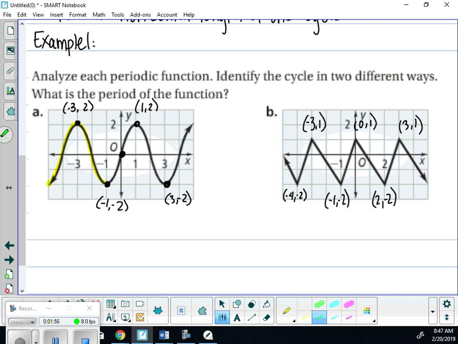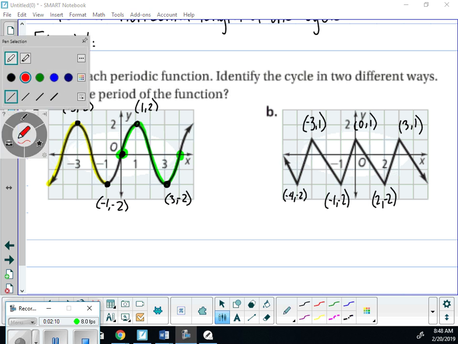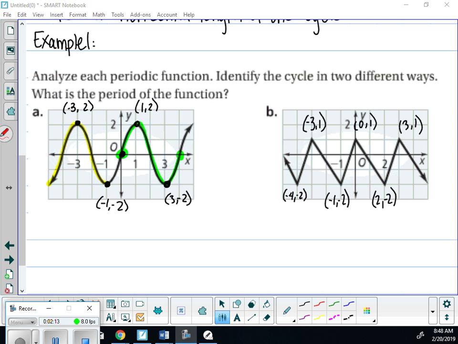Another way to identify it would be to pick another starting point. We could pick 0, 0, and trace the graph until we get back to y equals 0. So when we're identifying the period of the graph, we're figuring out the horizontal length from where we started to where we ended. So 1, 2, 3, 4. And if I check my other one, going from here to here, again, I'm going from 0 to 4.